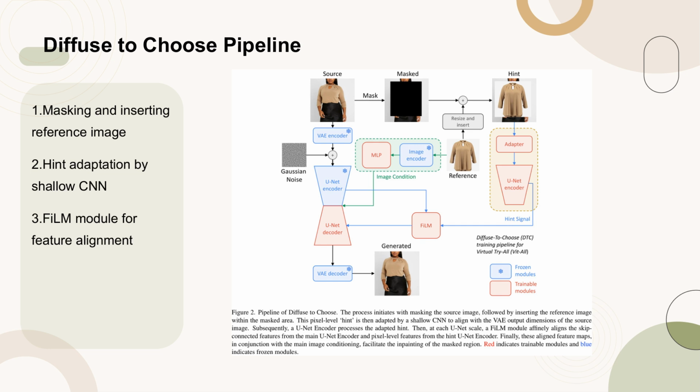Subsequently, a UNet encoder processes the adapted hint. At each UNet scale, a feature-wise linear modulation, FiLM, module finally aligns the skip-connected features from the main UNet encoder and pixel-level features from the hint UNet encoder. Finally, these aligned feature maps, in conjunction with the main image conditioning, facilitate the inpainting of the masked region. Red indicates trainable modules and blue indicates frozen modules.